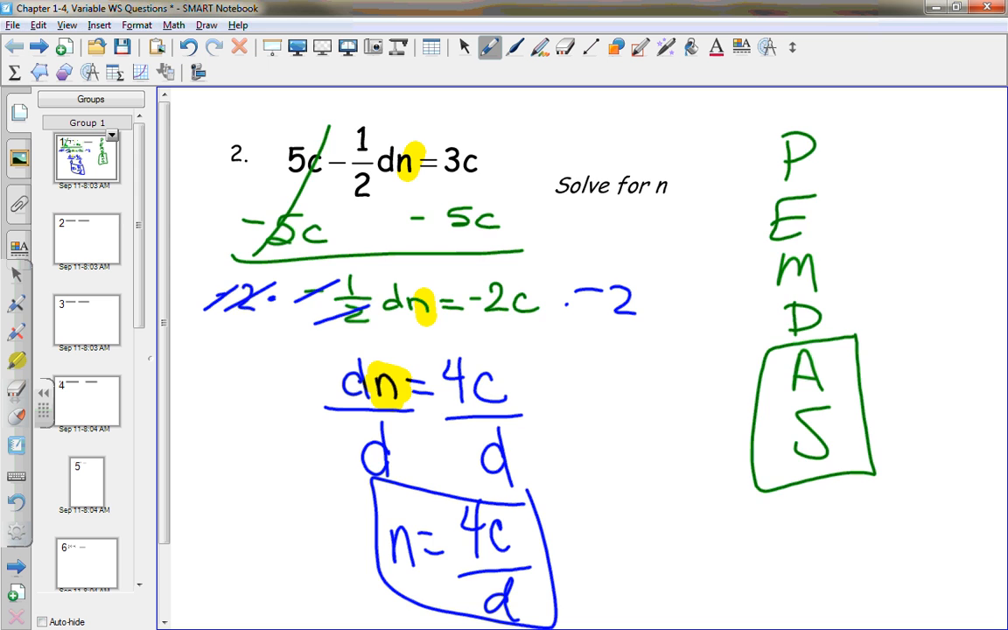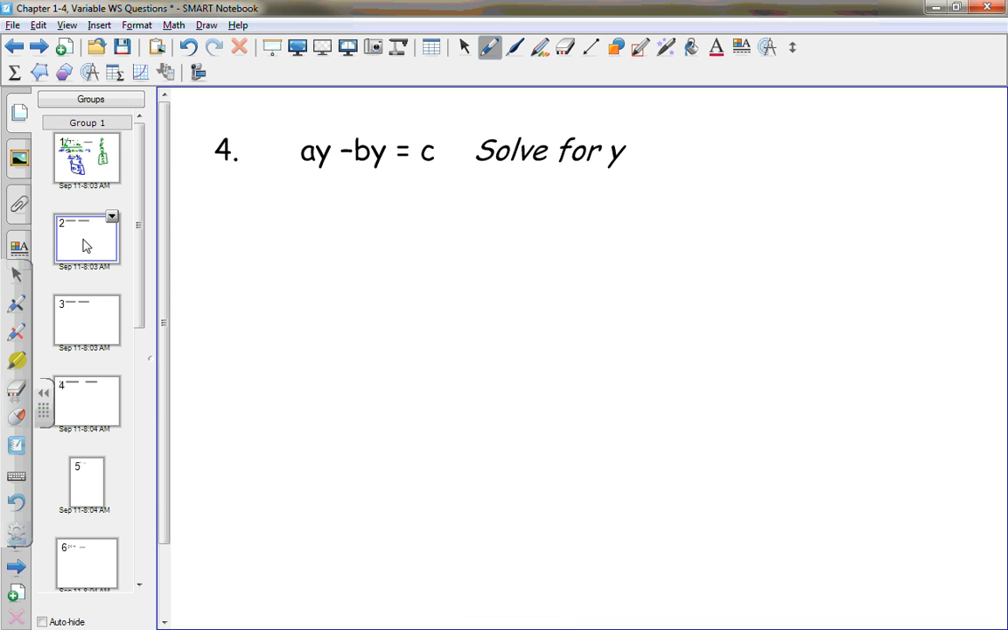Okay. Moving along, number 4. Number 4, AY minus BY is equal to C, and I'm supposed to solve this thing for Y. AY minus BY is equal to C, and I need to solve this thing for Y. Now, what does that mean, Sierra? What does that mean?